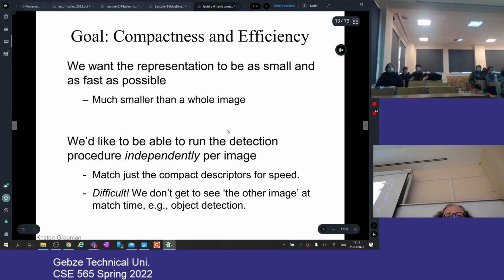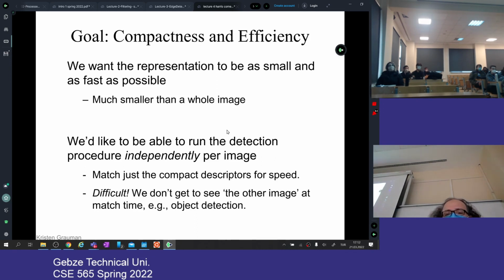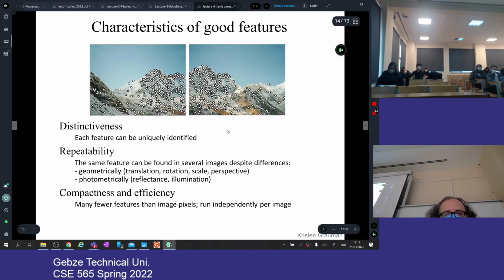So our goal is compactness and efficiency. I should do this in an efficient way, and I should find these kind of descriptors in a compact way. Of course, this is not going to be very easy, but we are going to start from an easier operator that can do this compact and efficient detection of corners, and we will make our way towards the more useful ones.